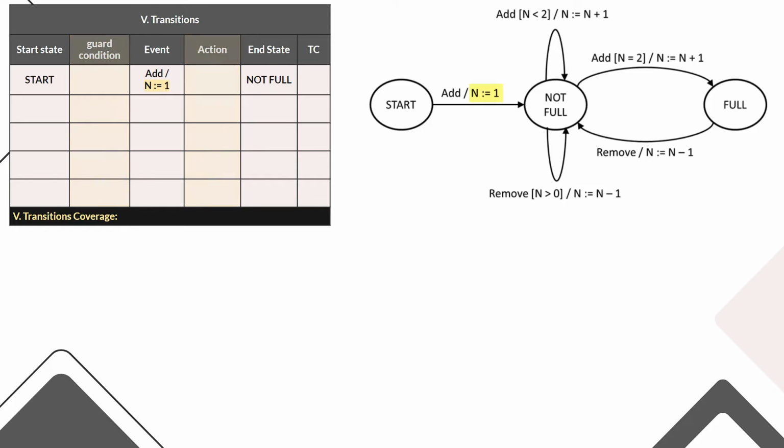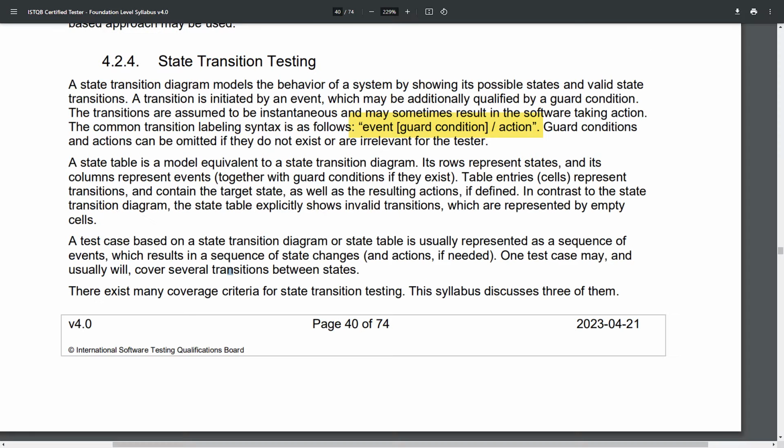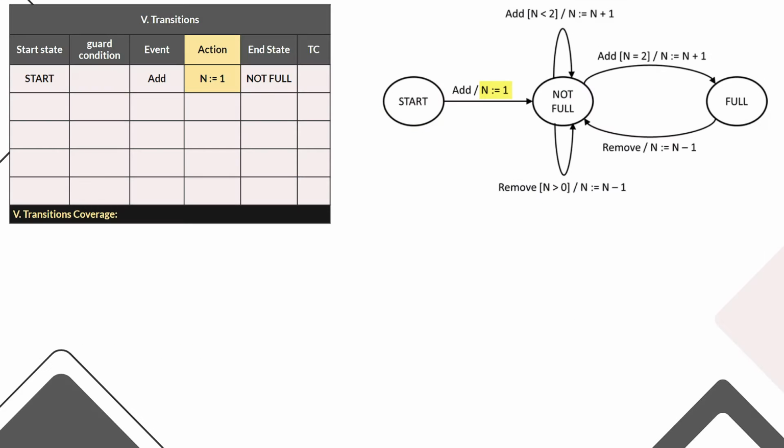Let's figure out what n equals 1 means. Is it the guard condition or an action? In the syllabus, we can find the common syntax of event with guard condition and action. As we can see, the syllabus recommends writing the guard condition in square brackets and the action through the slash symbol. We cannot guarantee that exactly this syntax will be on all questions, but the general logic is clear. In our case, n is equal to 1. This is action. And now with our table of valid transitions, it's much easier to understand the state transition diagram. The complete transition looks like this. Start state is start.